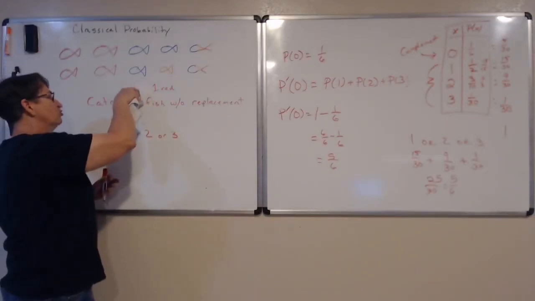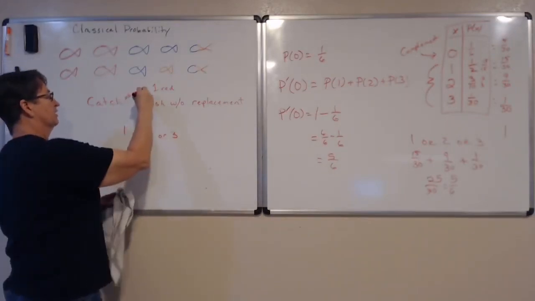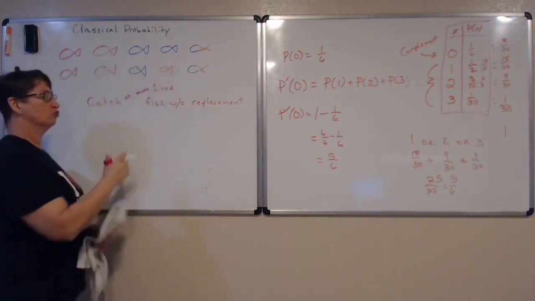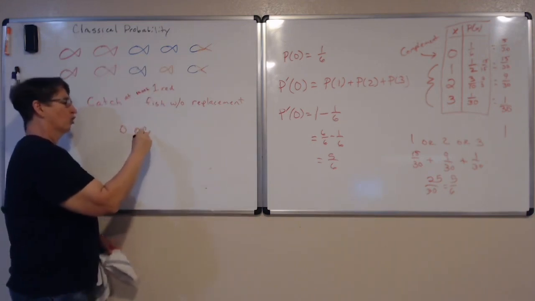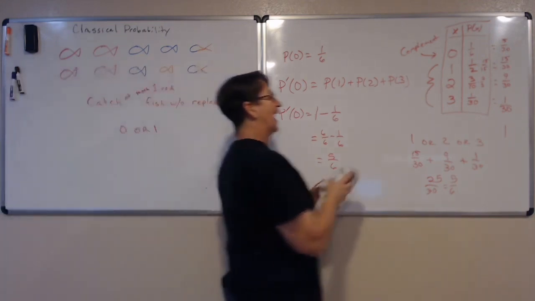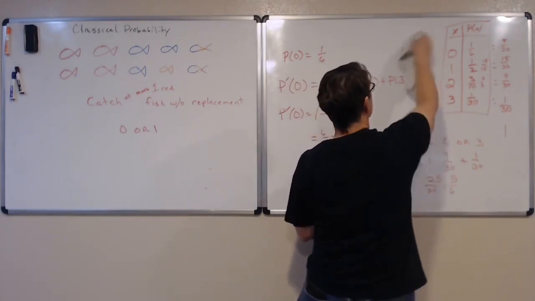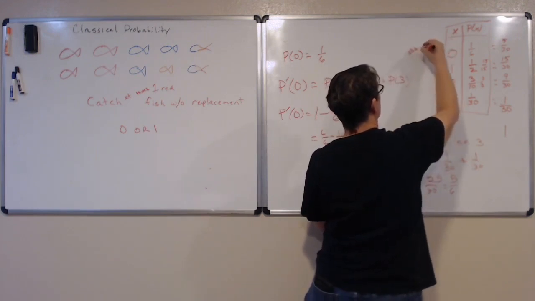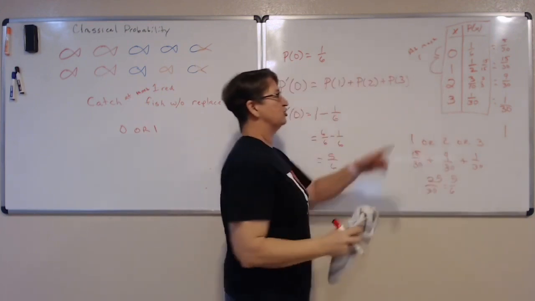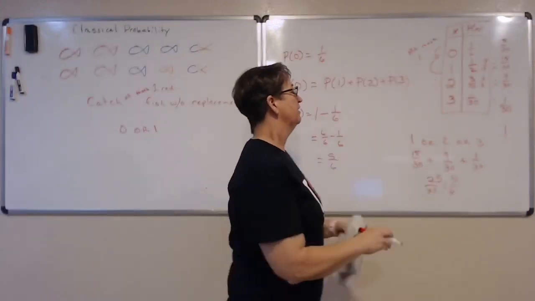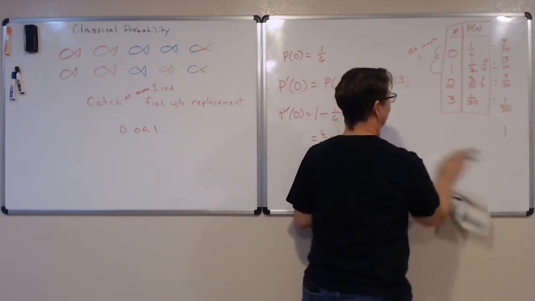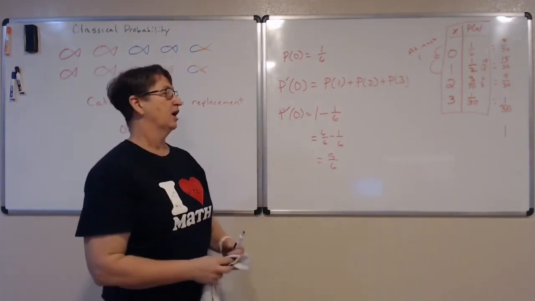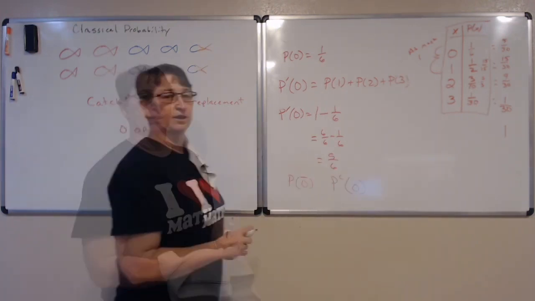Then at most 1 red. So for at most 1 we said was 0 or 1. In that case, using the complement isn't going to help us any, because here is at most 1. It's just that 0 and that 1. So the complement of it, though, is 2 and 3. It's just as much work to do 2 and 3 as it is to do 0 and 1. Yeah, we could do it.